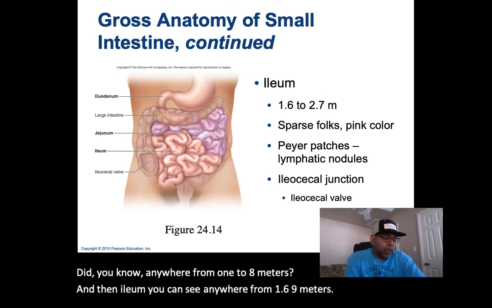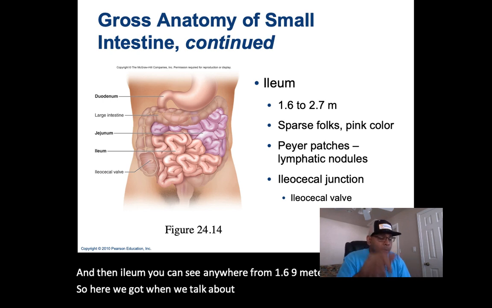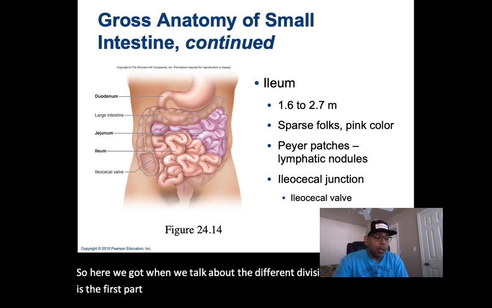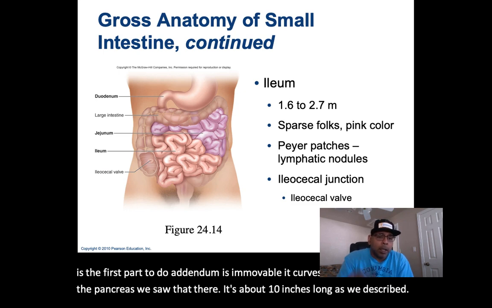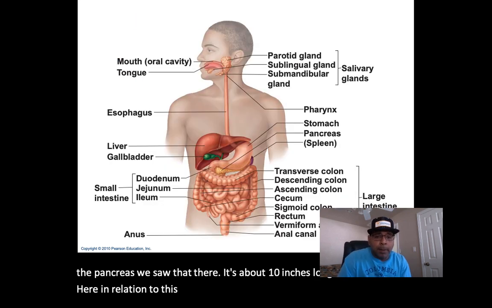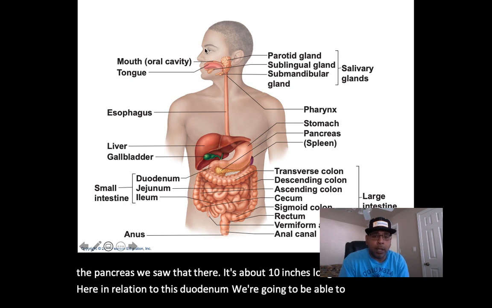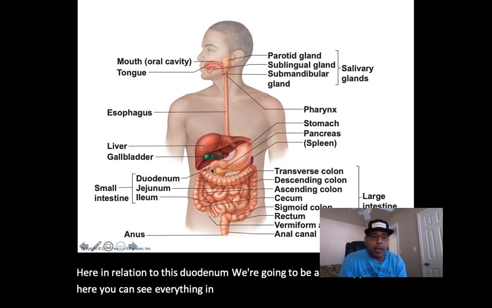When we go through the different divisions, the duodenum is the first part. The duodenum is immovable. It curves around the head of the pancreas. We saw that there. It's about 10 inches long as we described. In relation to this duodenum, here you can see everything in order.